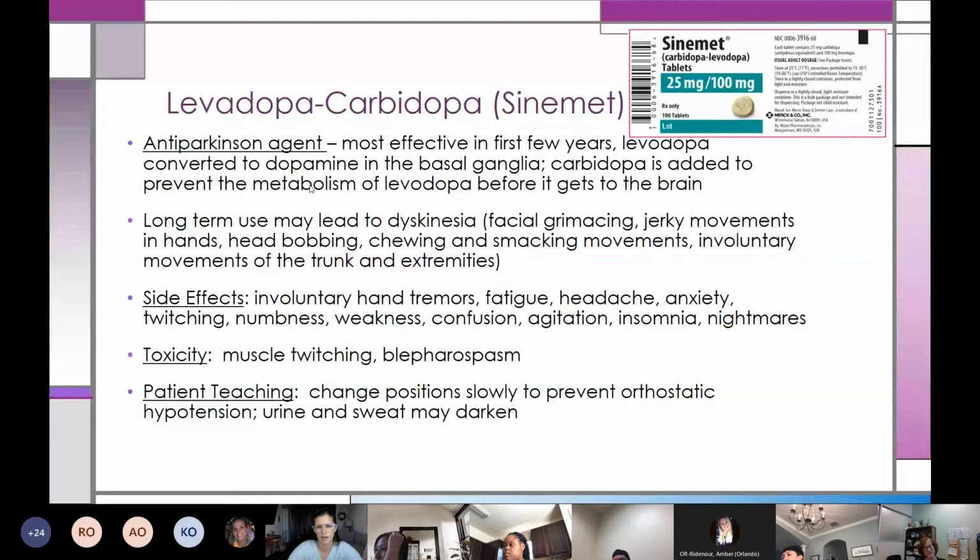I've given you some side effects and some toxicity. What is a blepharospasm? What's that? Anybody know? Is that when your eyelids are twitching? Yeah, a little twitching of the eyelids, absolutely. So that means you're toxic if you're taking this and you're getting a lot of that. All right. Again, with the patient, they can get hypotensive with this. Their urine and sweat can become dark. So you want to make sure you're doing some good patient teaching with this.